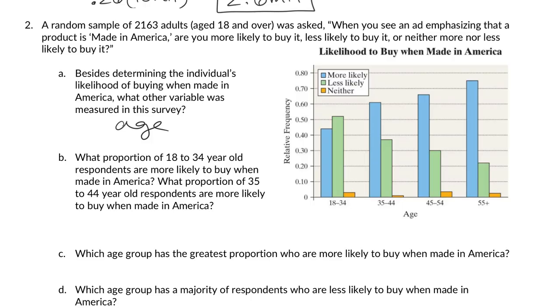B has 2 questions in it, so read both. It says, what proportion of 18 to 34-year-old respondents are more likely to buy when made in America? What do y'all think? More likely to buy? Would be about right here. I agree, about 43%. We would hope that this is a multiple choice question or gives me the number on there if we were really having to put a number, but about 43%. Second question, what proportion of 35 to 44-year-old respondents are more likely to buy when made in America? I agree, about 61%.